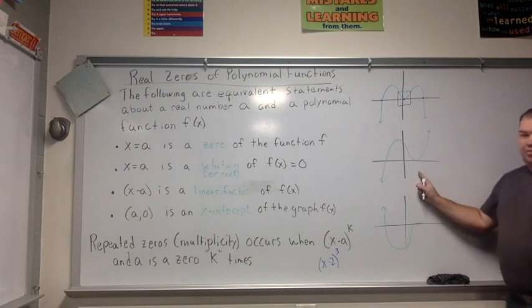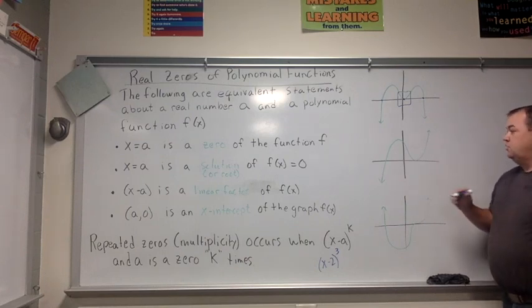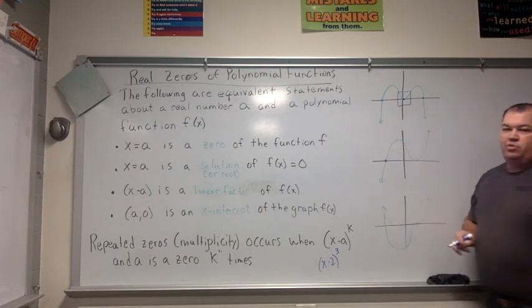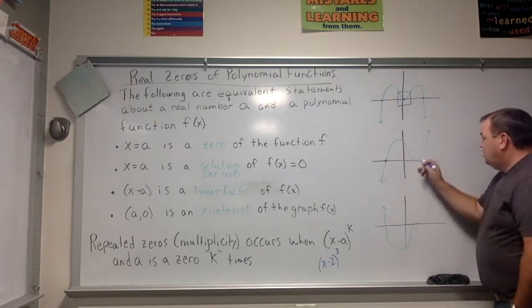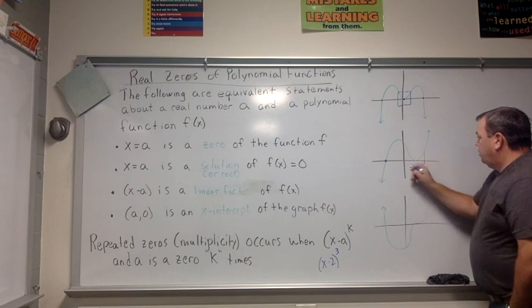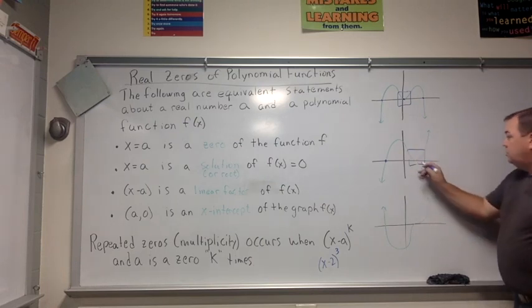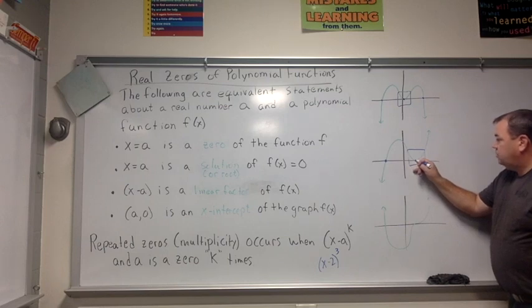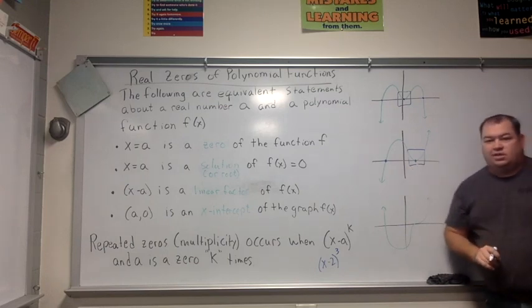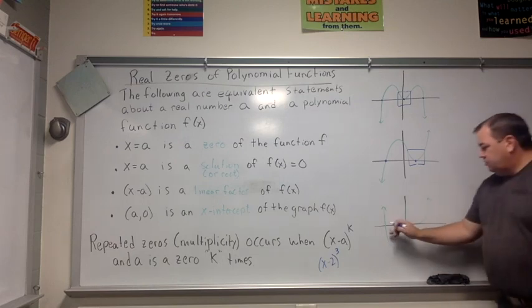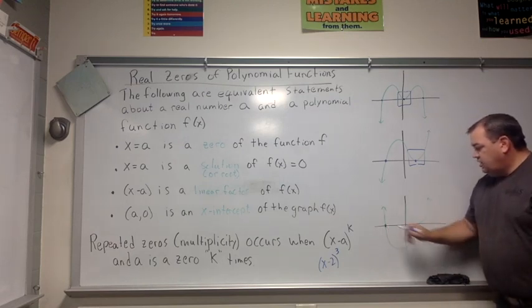Here's another example, this time using an odd function. We still have that one that looks like a line where it crosses the x-axis, but if you look right in here again, it looks like a mini quadratic, a power of 2, so that point would have a multiplicity of 2.